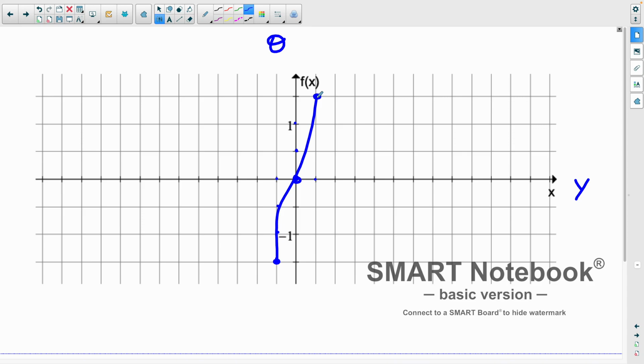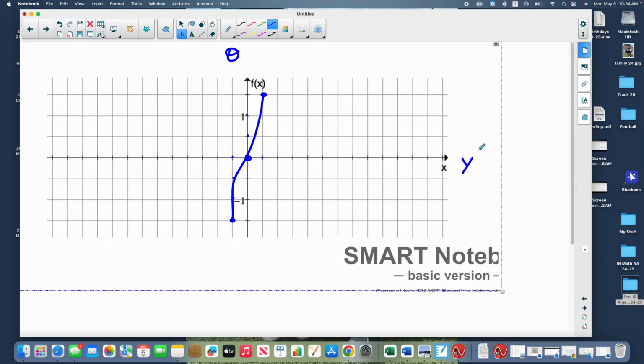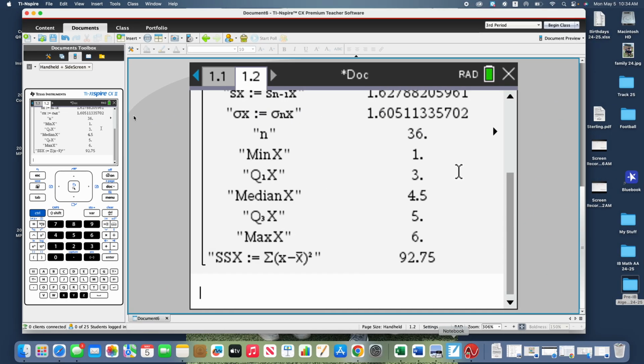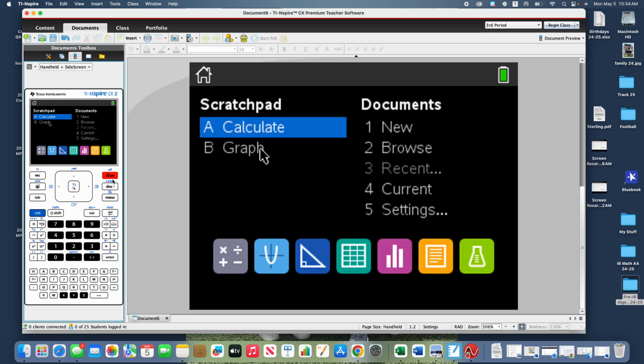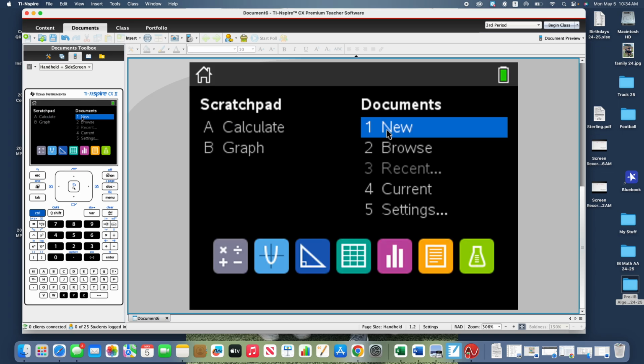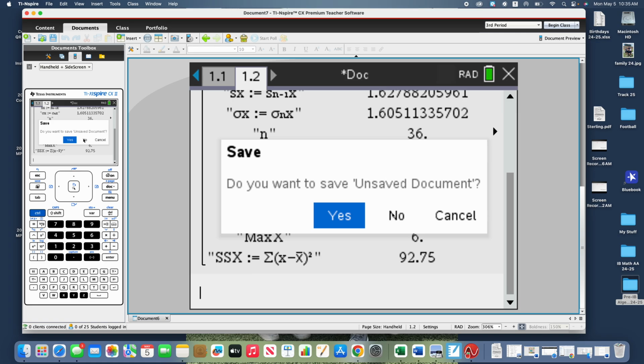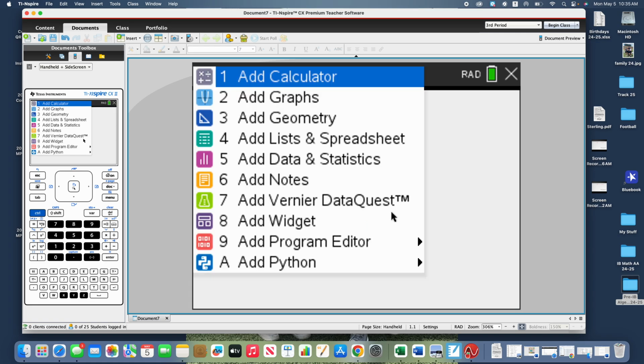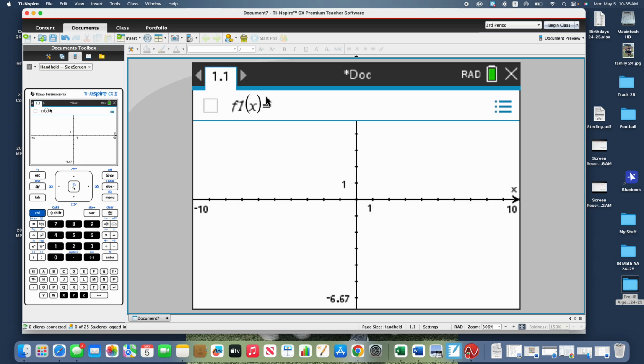All right, so grab your calculator. And so I'm going to go new. No, I'm not going to save that. I'm going to go add a graph. You can graph this in radians or degrees. I'm going to graph in radians just because it's going to be a little bit smaller window. It's going to be a little bit easier to see.